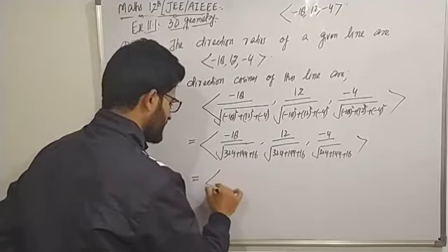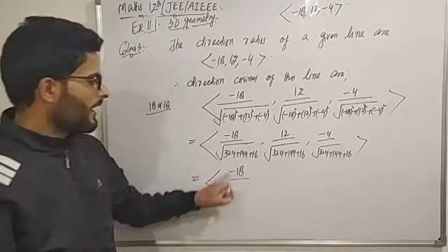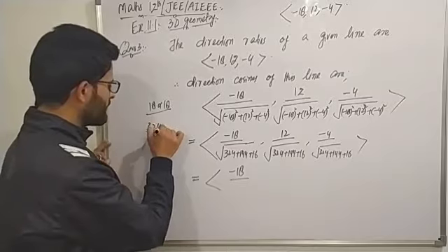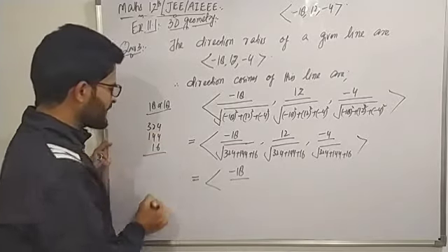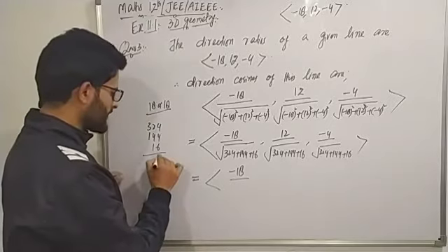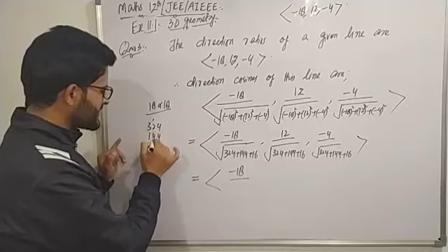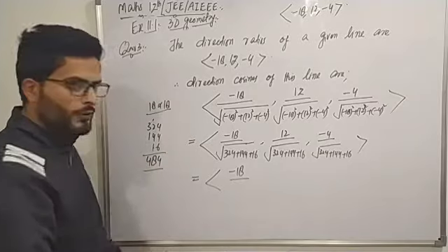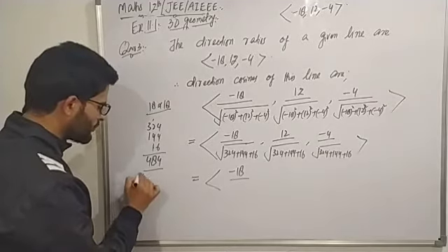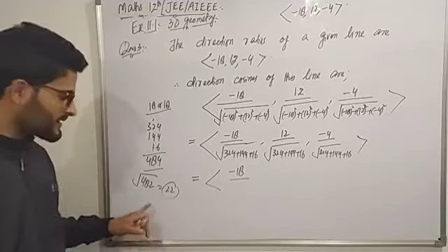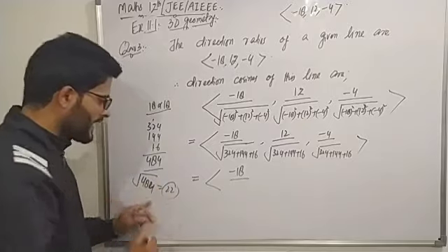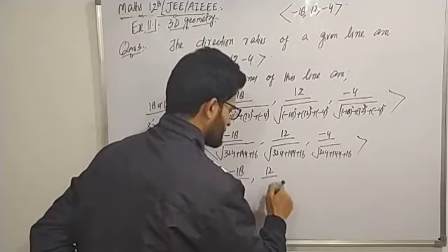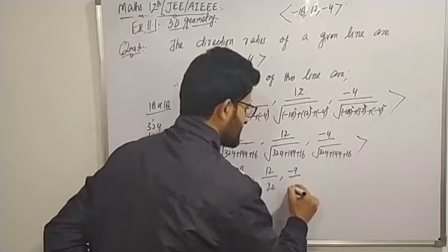And that's equal to the ordered 3-tuple of -18 divided by, if you sum 324 plus 144 plus 16, how much is it? 6 plus 4 is 10, plus 4 that's 14, 2 plus 1 that is 3, 3 plus 1 is 4, 4 plus 4 that's 8, and 3 plus 1 is 4, so 484. And the square root of 484 will be what? Obviously 22, right? You can check, the square root of 484 is 22. So this is equal to -18 divided by 22, 12 divided by the same thing, 22, and -4 divided by the same thing, 22.